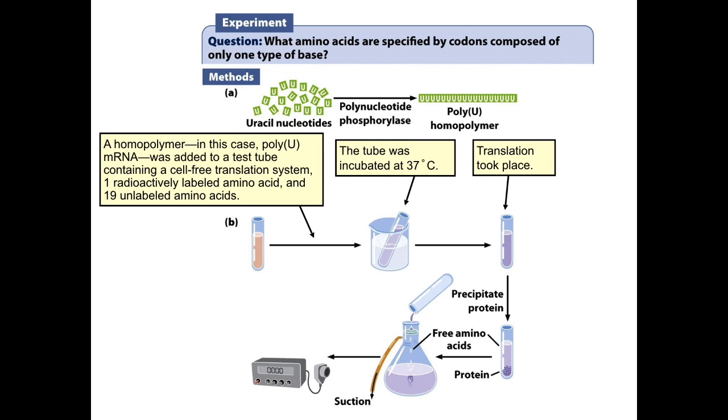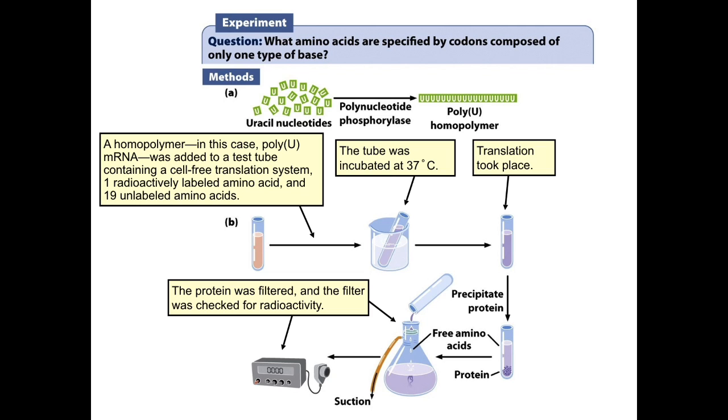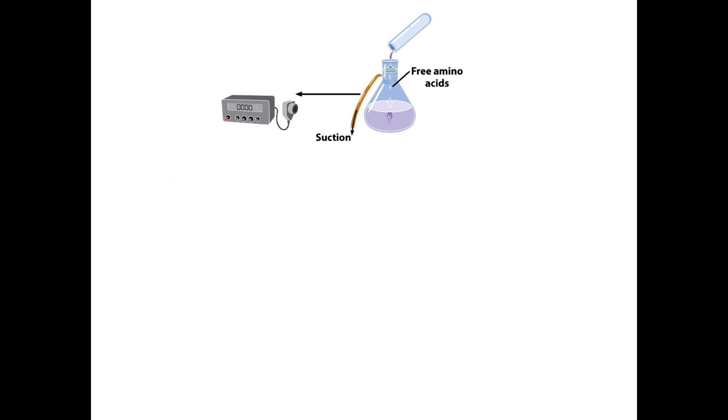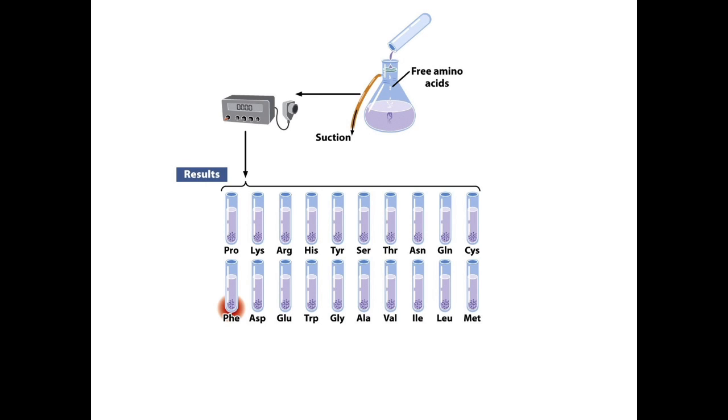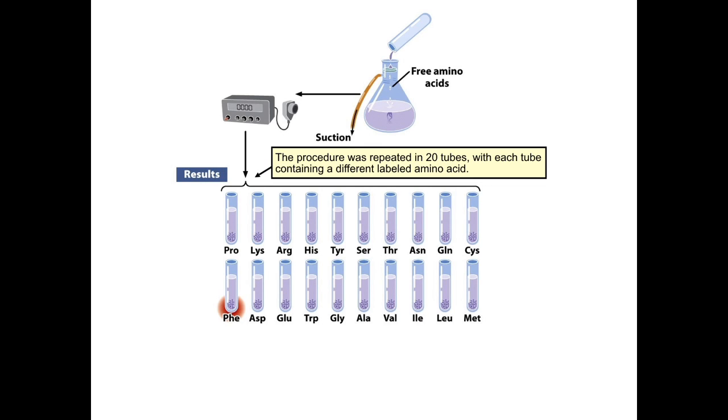The protein is precipitated and passed through a membrane. Free amino acids just pass through. Then the filter is checked for radioactivity. What you get when you do this is that one amino acid is radiolabeled. In this case, the procedure was repeated in 20 tubes, with each tube containing a different labeled amino acid.